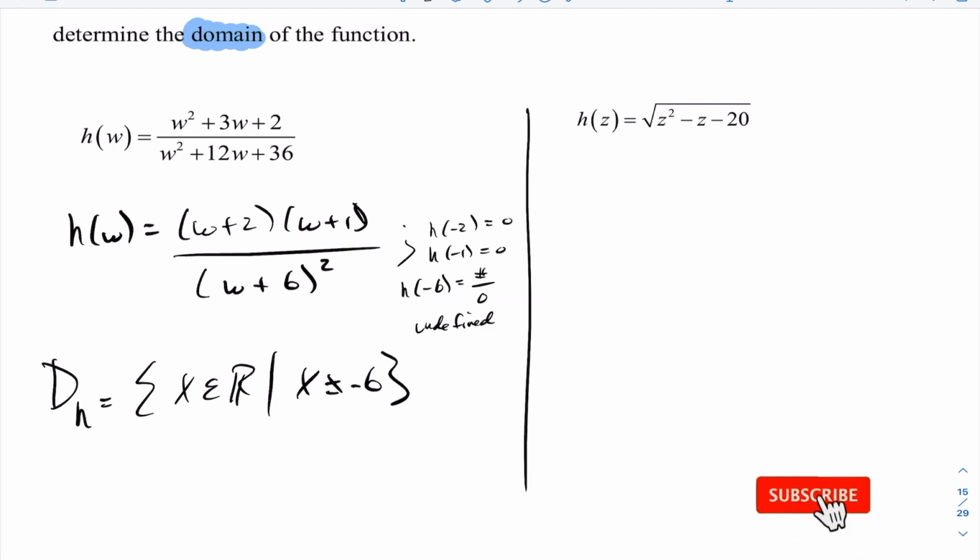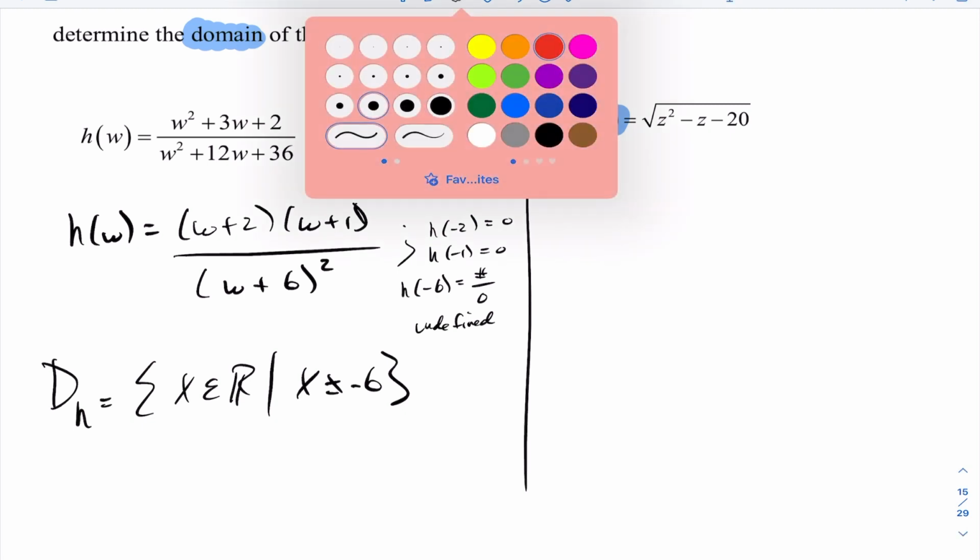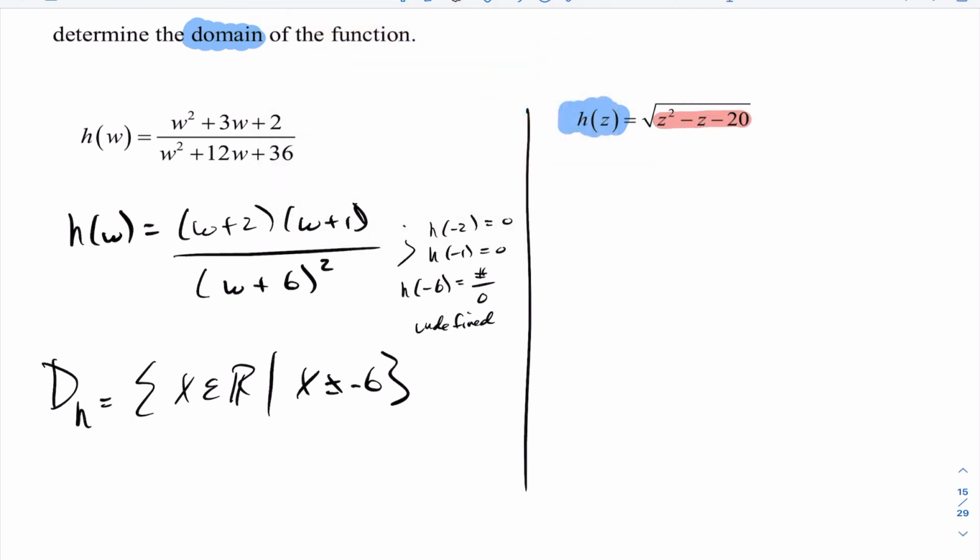Moving along here, we want to find the domain of our function here h, and this is the square root of 8z squared minus z minus 20. So first question becomes, when is the quadratic that we have underneath the square root less than 0? Because you can't take the root of a negative number and have that part be part of your domain of your function. So in this case here, I want to find out for what values of z is z squared minus z minus 20 below the x-axis?